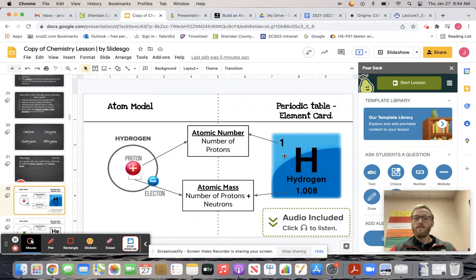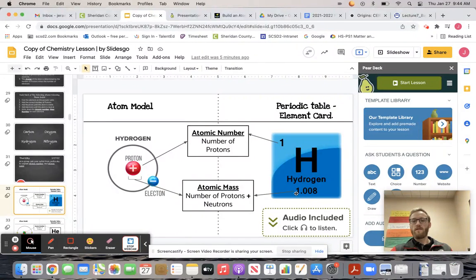Like I said earlier, the smaller number, so 1 is smaller than 1.008, is going to be the atomic number. That tells us the number of protons, and we can see that in this model here. We only have one proton. Now our atomic mass, the larger number, is going to be our protons plus our neutrons. We can see we have one proton, 0 neutrons, so 1 plus 0 is 1. That's why this is pretty close to 1.